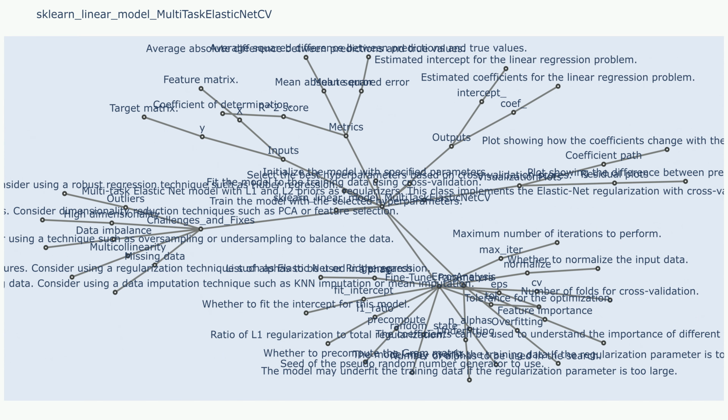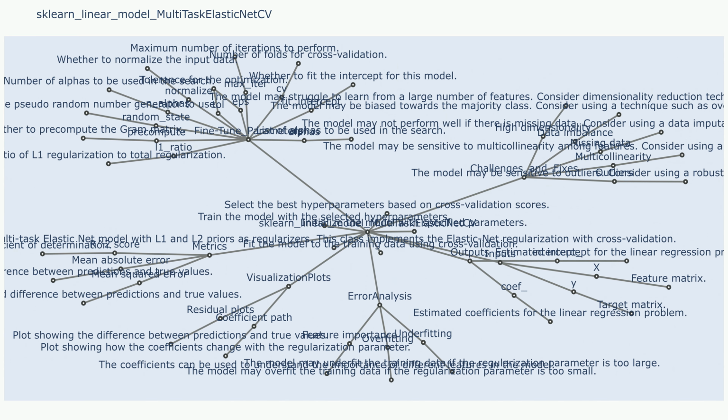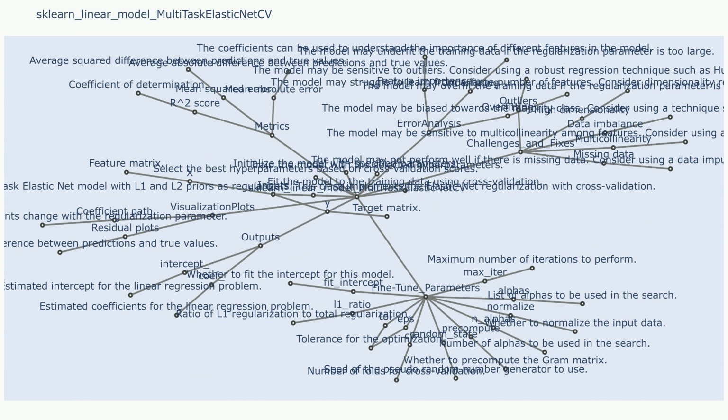In order to select the optimal alpha and L1 ratio, a cross-validation scheme is used on the training set to find the values that minimize the mean squared error. Inputs: X, an array of shape (n_samples, n_features), the training input samples. Y, an array of shape (n_samples, n_targets), the target values.